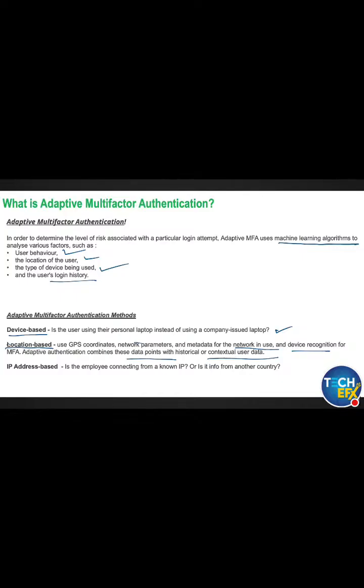Next one is IP address verification. The meaning of it is, is the employee connecting from a known IP, or is it from another country? So all these IP related checks we perform in IP address based verification.